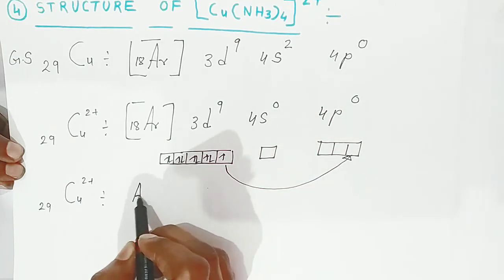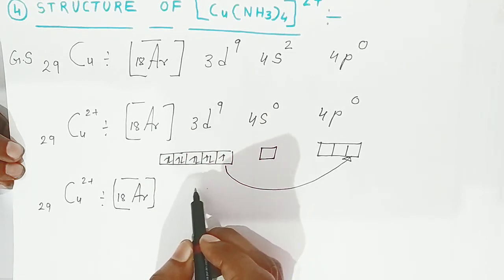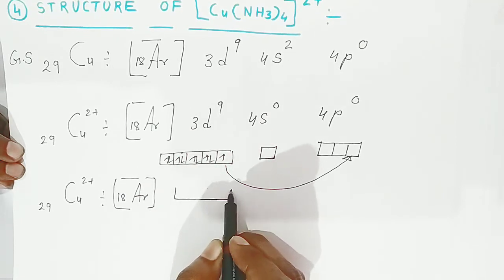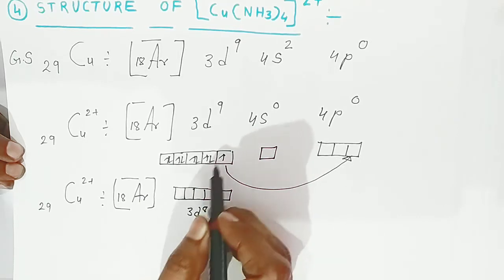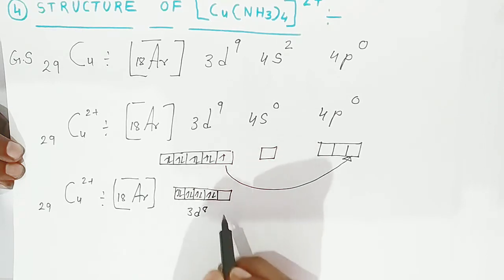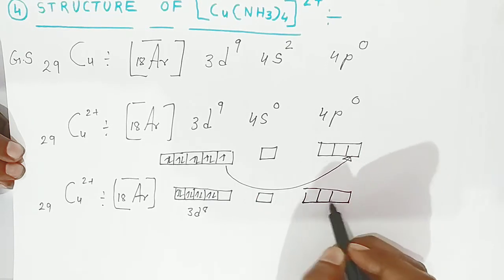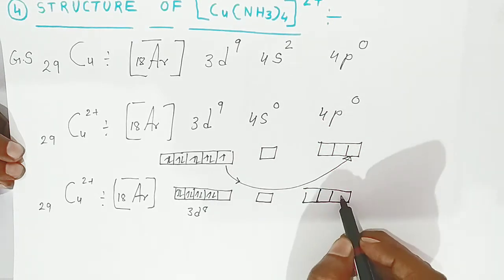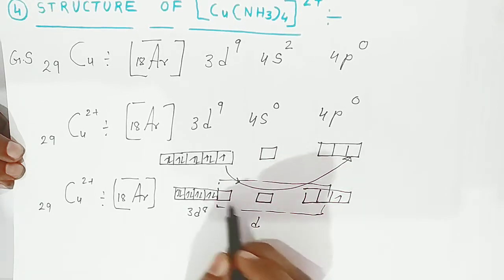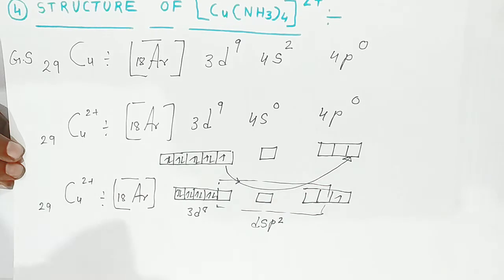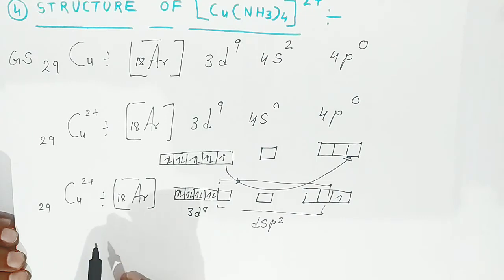So here, students, argon 18, 3d8. This is 3d, 1 electron will be here, vacant. Now this is 4s and this is 4p. Because this 1 electron has migrated here, it will form one d orbital, 1 s and 2 p orbitals, dsp2 hybridization. Particularly, students, what happens when the ammonia approaches the copper 2 plus? It will form tetraammine cuprate 2 plus.